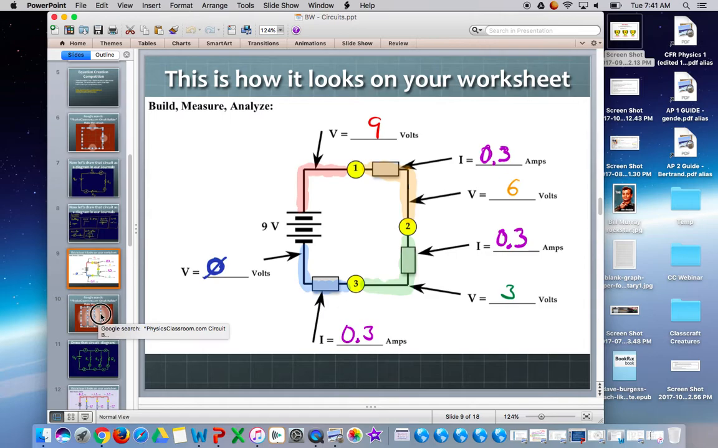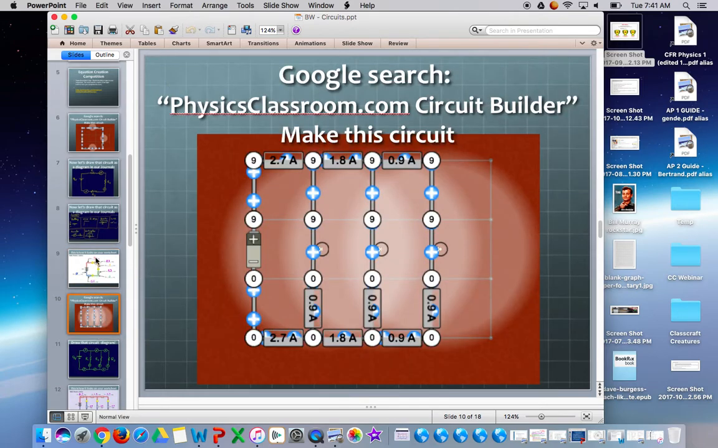All right, let's see about parallel circuits. That was a series circuit. Let's see about parallel. So we're going to make this circuit. Go ahead and pause the video and see if you can go create this circuit in the circuit builder. Pause it.